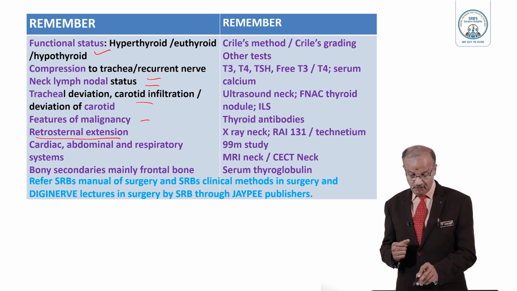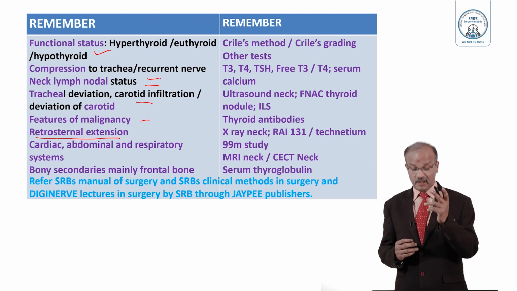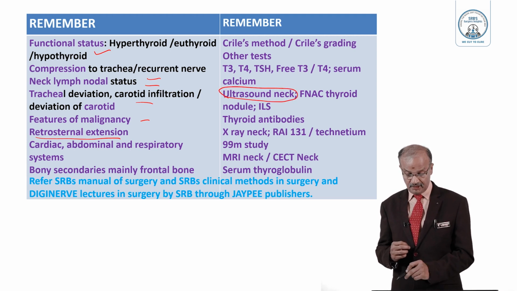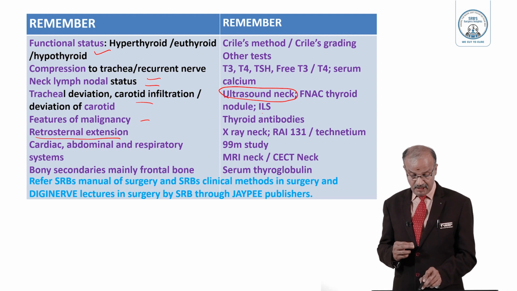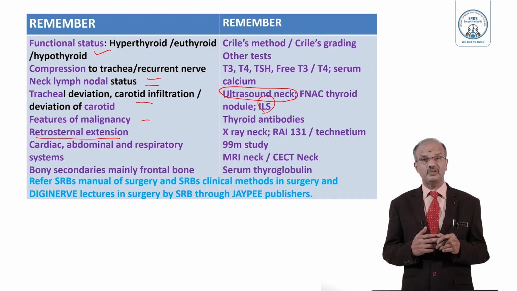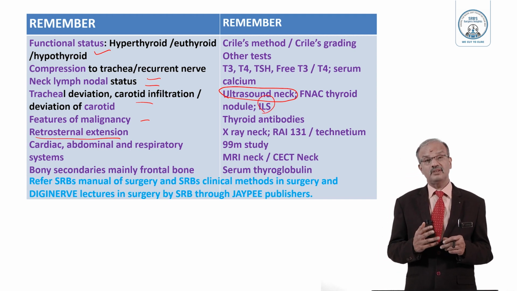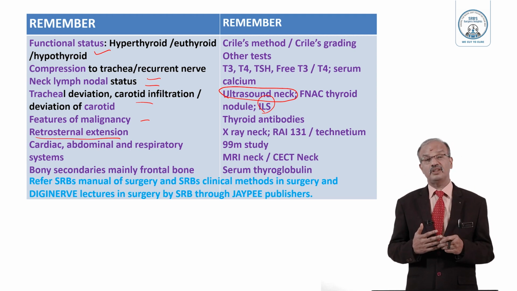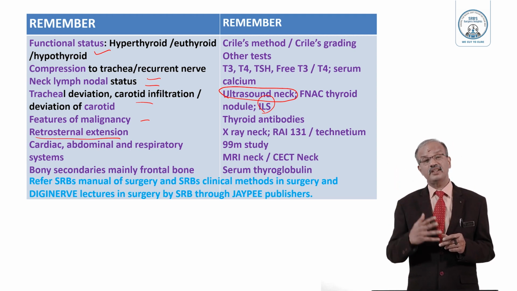Other tests: T3, T4, free T3 for serum. Calcium is important, remember. Ultrasound neck is the most important thing currently. FNA thyroid, indirect laryngoscopy. Now of course, stroboscopy will do, where direct imaging of the voice, you can check video recording of the voice. Not ILS, it is indirect laryngoscopy.